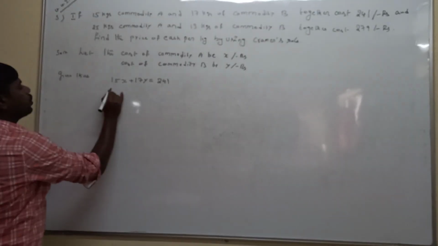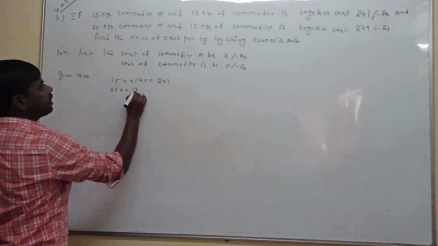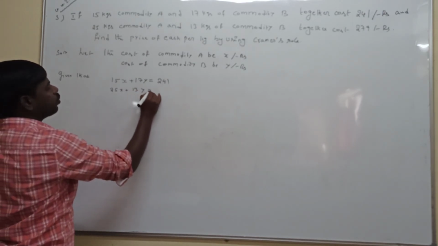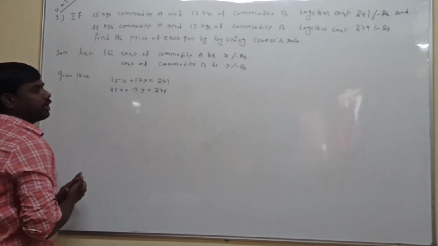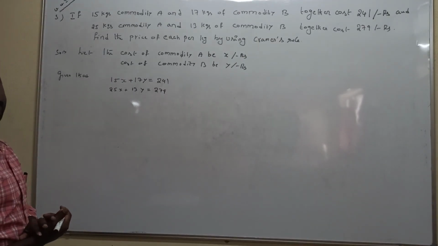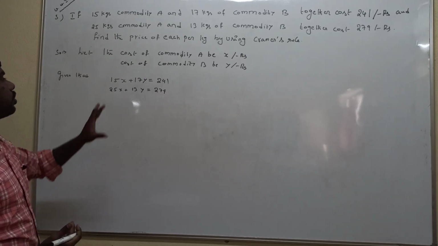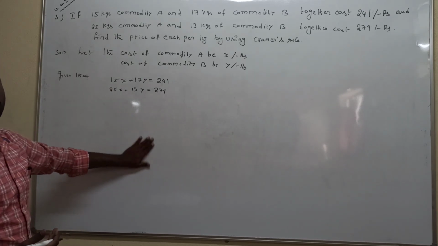Second, 25 kgs of commodity A and 13 kgs of commodity B together cost 279. To calculate the cost of commodity A and the cost of commodity B using Cramer's rule, first we find the equations. After that we apply Cramer's rule. Right?